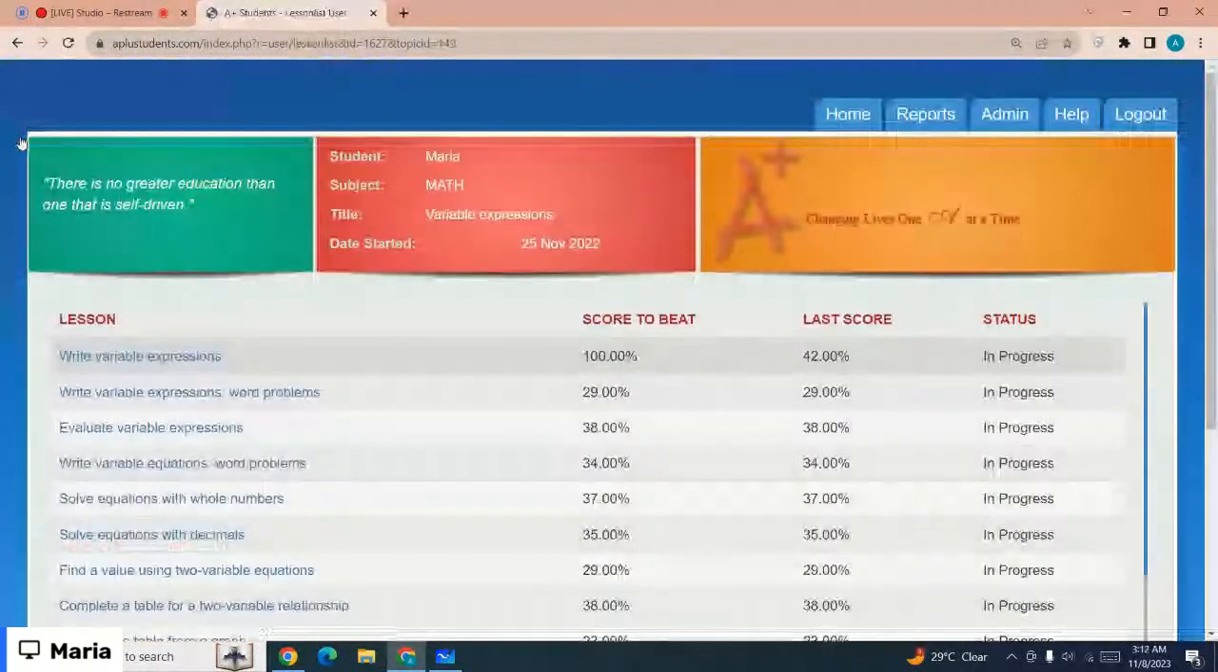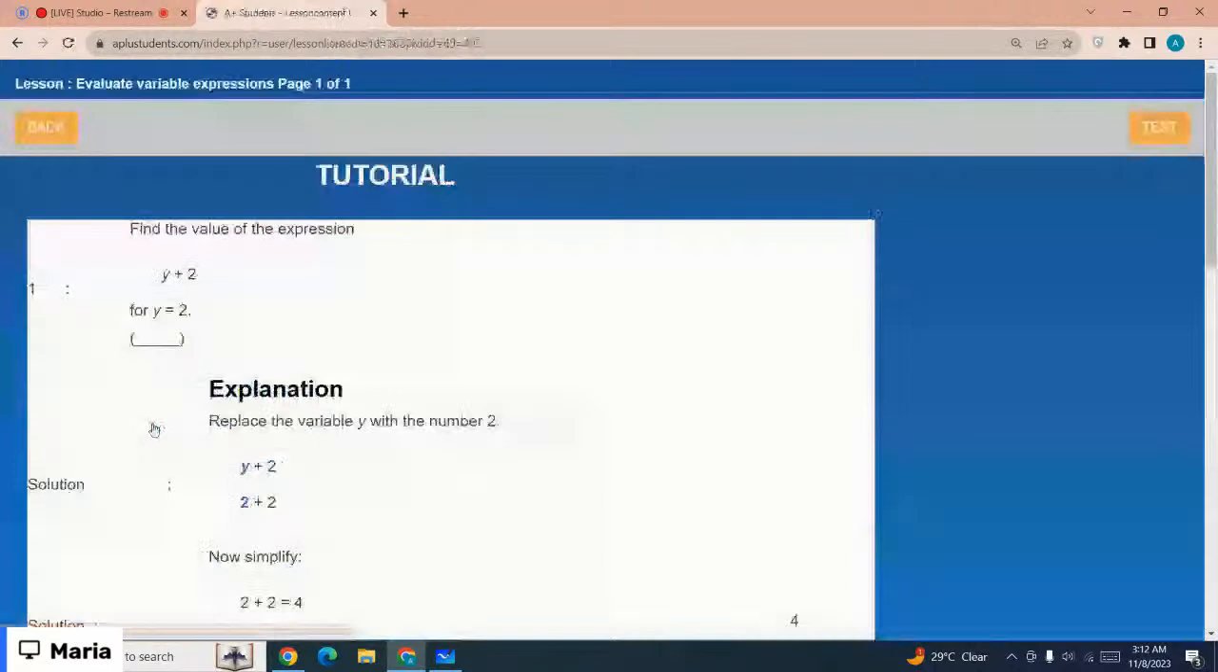Okay, the next one is write variable expression word problem. You have to do word problems on your own. Let's just start with the next one. The next one is evaluate variable expressions. Let's see how we evaluate variable expressions.